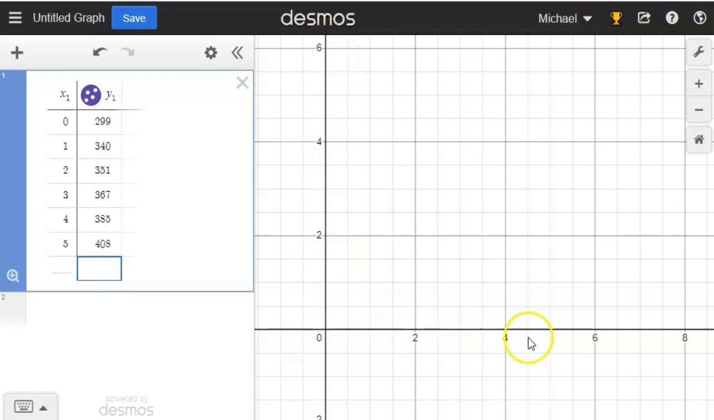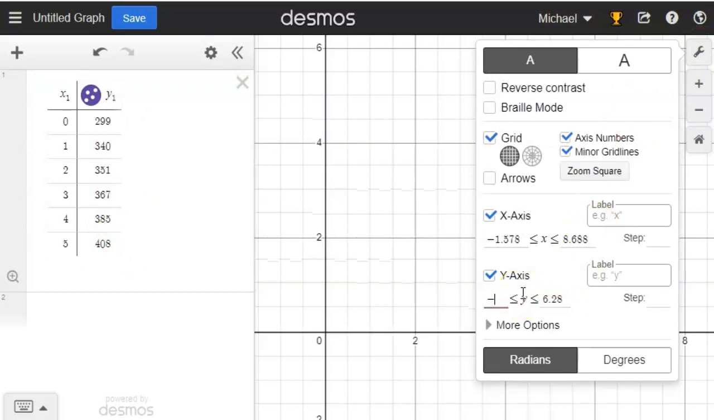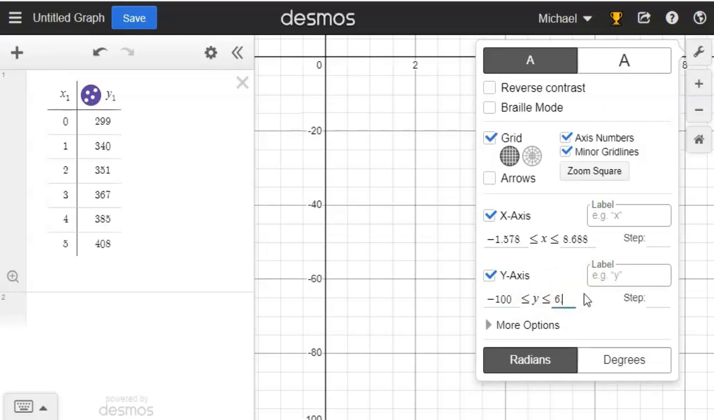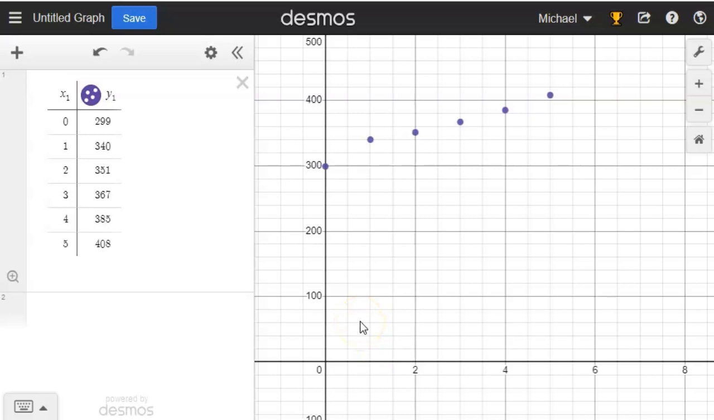Now, our problem is not the x values, the domain. Our domain we can see all the way from 0 to 5, but our range is way up here. So we need to be able to include 299 all the way up to 408. So what we're going to do is click on the graph settings and we'll change our y-axis to let it go from negative 100 up to 500. Okay, and now you can see the data points plotted. And notice that these data points are roughly linear.